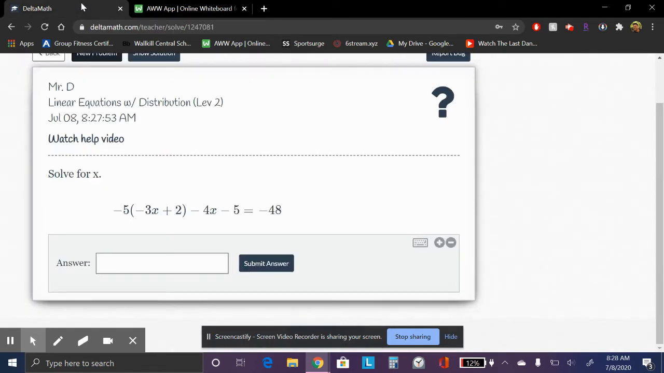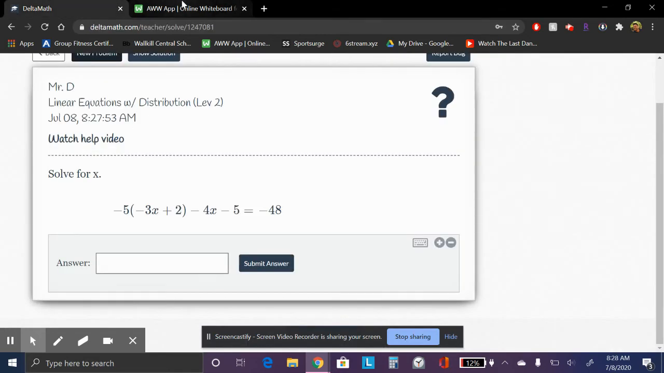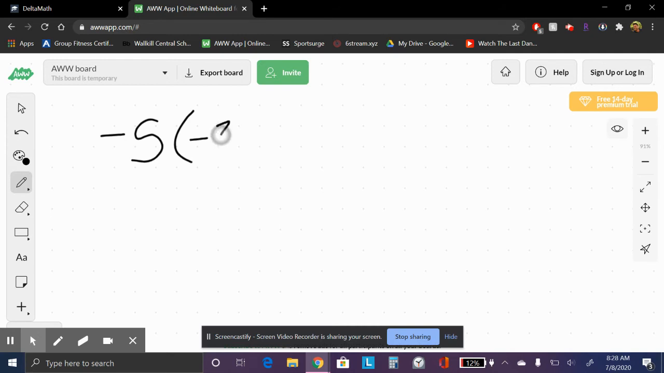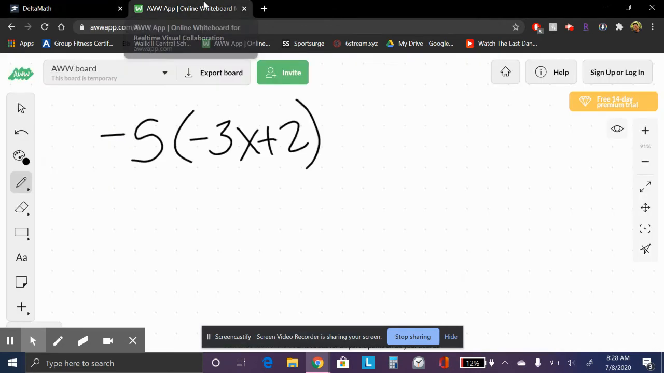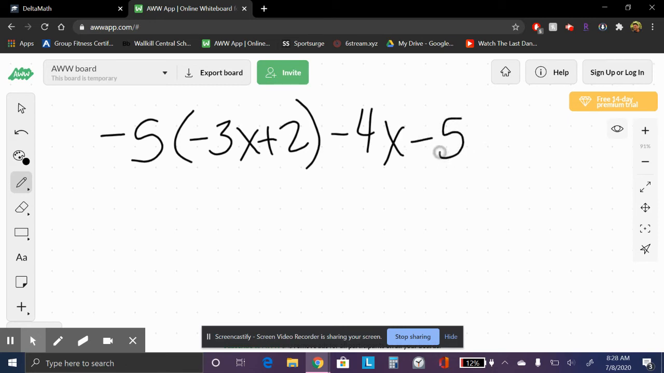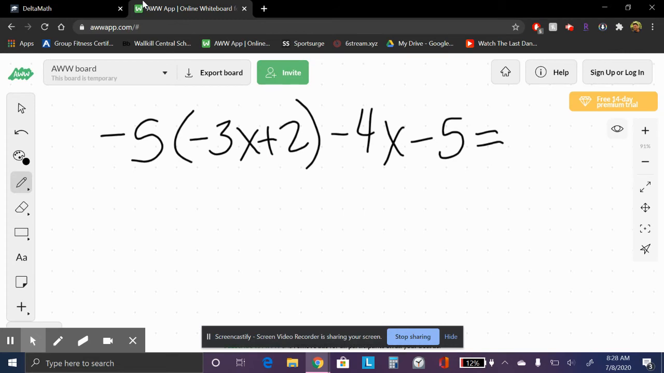Write this: negative 5 times negative 3x plus 2, or just plus 2, not 2x, minus 4x minus 5. Lots of negatives here, which we have to be careful of. Equals negative 48.